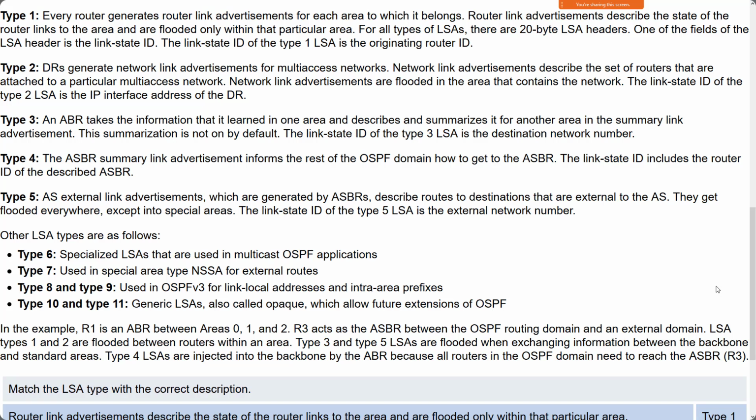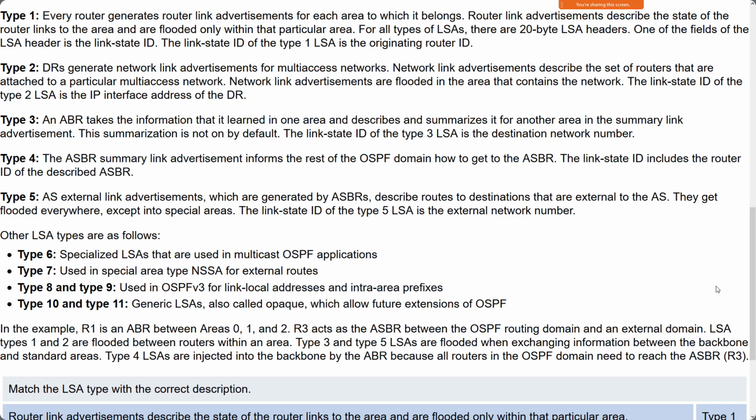So just a refresh real quick, I'm just going to read through these bullet points. Every router generates router link advertisements within the area that they belong to. The router link advertisement describes the state of the router links in that area, and they're flooded only within the area. For all types of LSAs, there is a 20-byte LSA header. That's our standard 20-byte OSPF header. One of the fields in the LSA header is the link state ID, and the link state ID of a type 1 LSA happens to be the router ID of the router that's originating that type 1 LSA. Actually, you're going to see that for most of the LSA types, the router ID is the link state ID, but there are some exceptions to that. Okay?